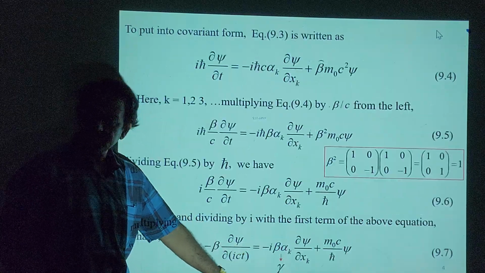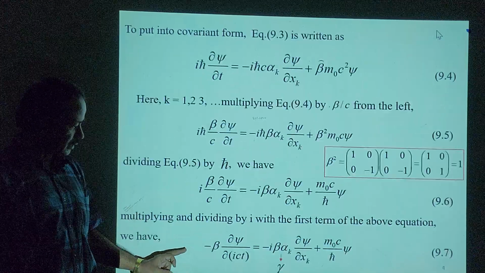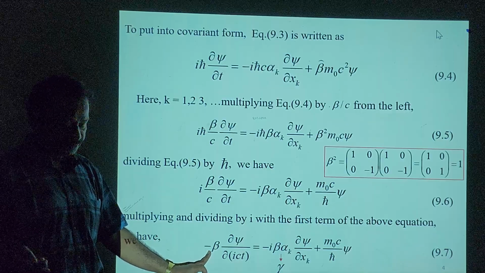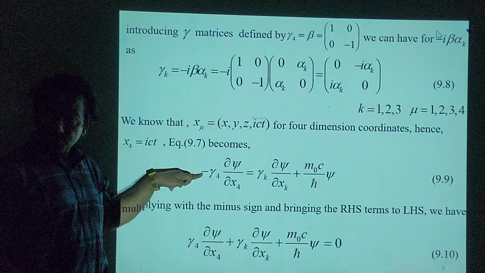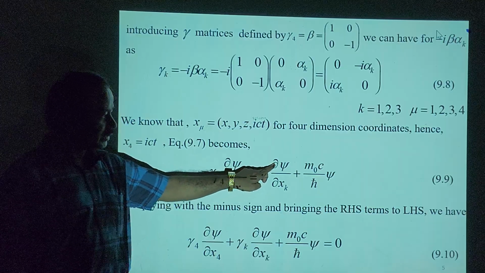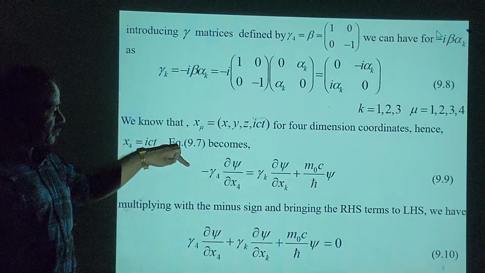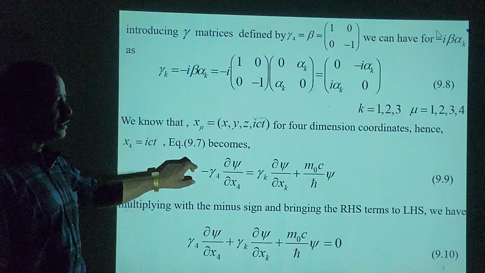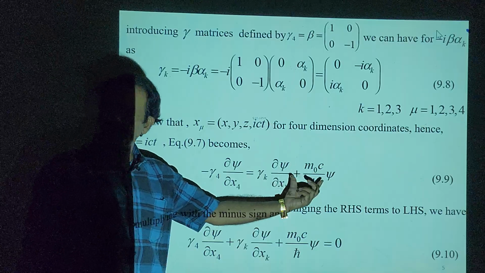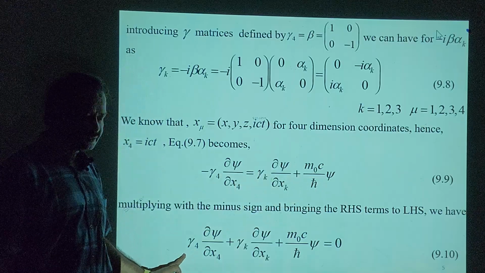So instead of this we can write as gamma. So we can write this as beta, beta as gamma 4. Correct? So you have gamma 4 minus gamma 4 d psi by dx4, which is equal to gamma k d psi by dxk plus m naught c by h cross I. Now multiplying with the minus sign and bringing the right hand side to left hand side, we can do either way. You can take this term to that side or bring those terms to this side and multiply with the minus sign. That's all. You will get this equation.